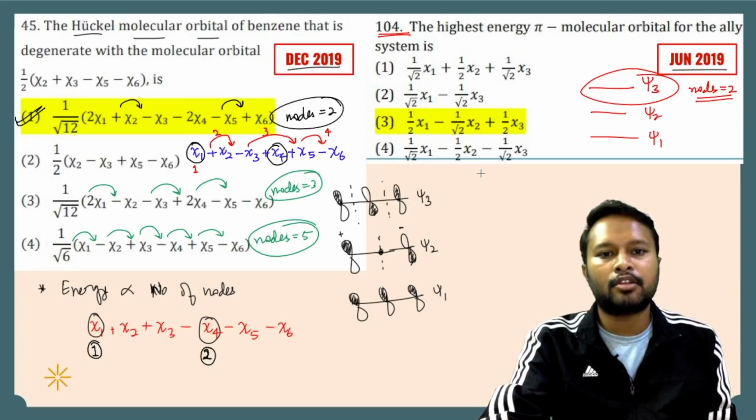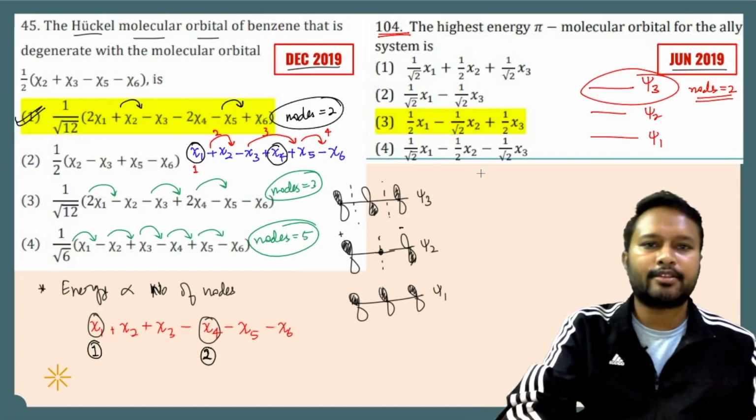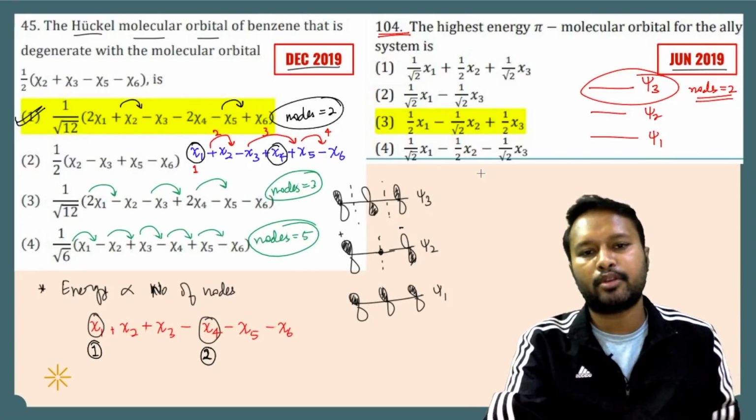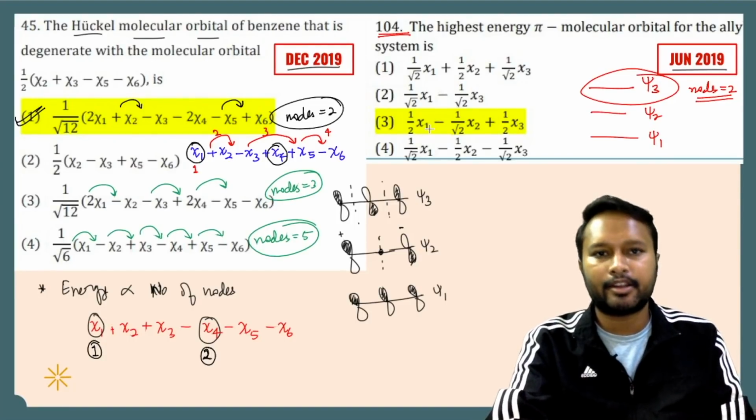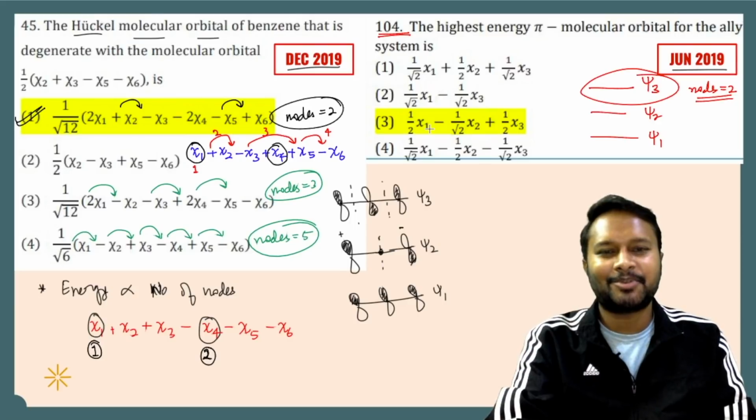So you just have to look at the options where you have 2 nodes. That is going to be the correct option. So that is how you have to approach it. The correct answer is already marked. You just have to cross check whether you are getting it or not. Alright, so this is how it is done. It's pretty simple. Let's go for the next one then.